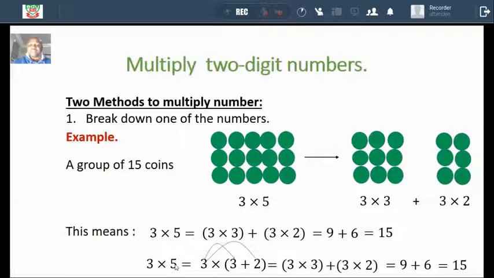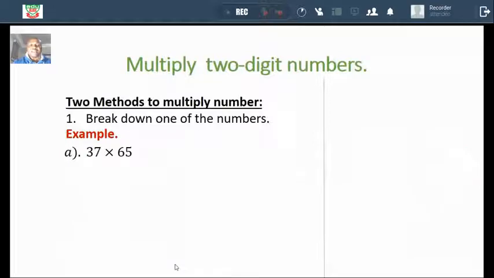Now, if you have understood this one, let's move on and take another example. Here I have a bigger example, 37 multiplied by 65.